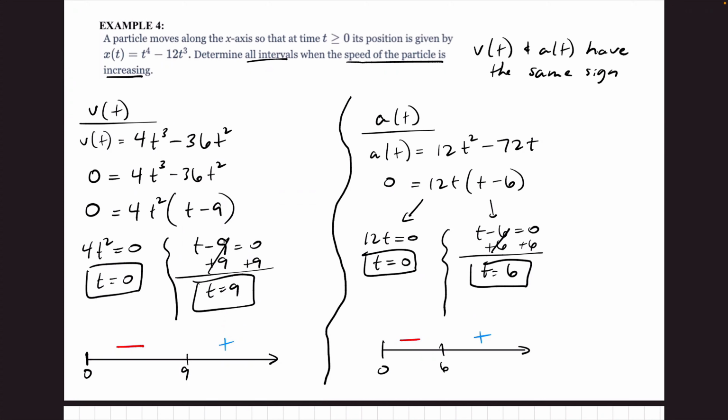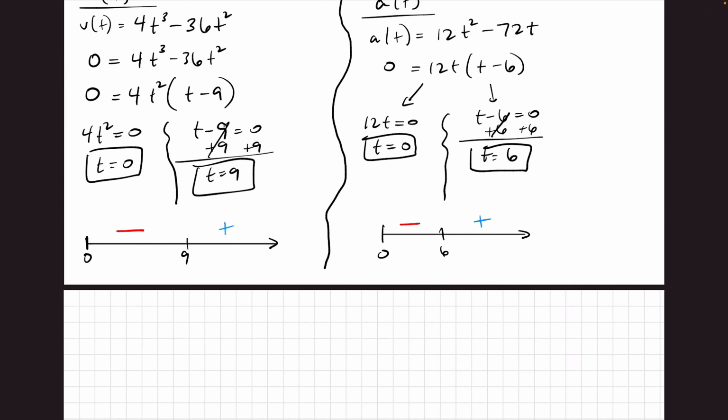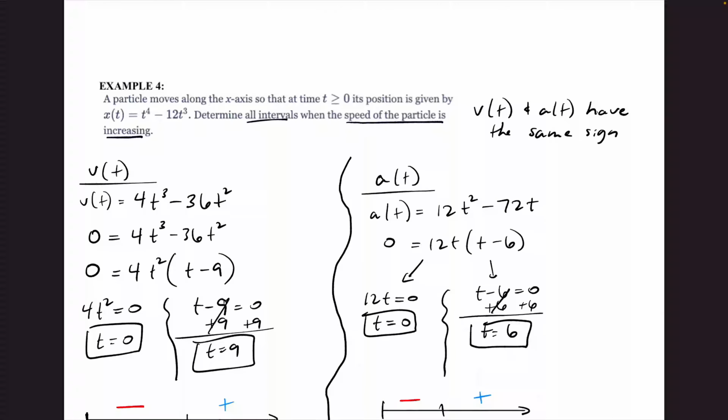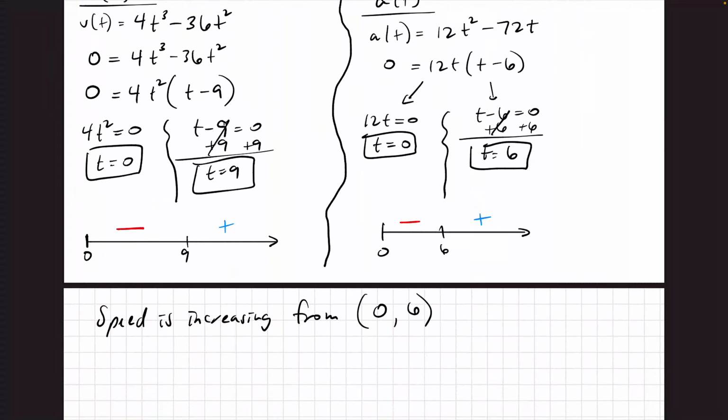You guys want to go speed? So speed is increasing from 0 to 6. No, it's decreasing. It's negative. It's still increasing because they're the same sign. They're both negative from 0 to 6.